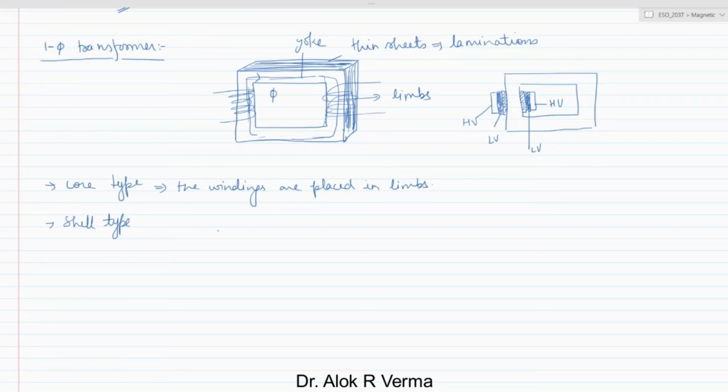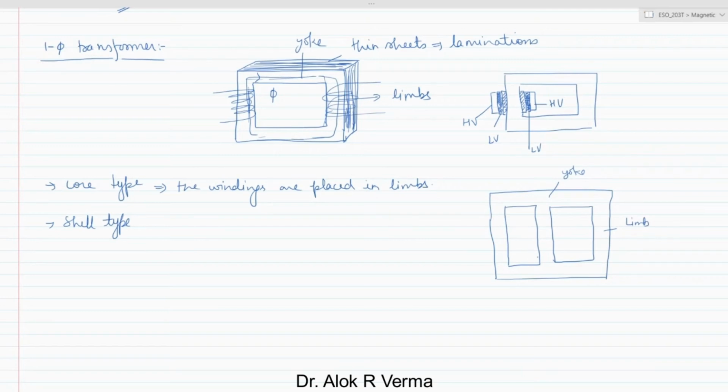In shell type transformers, both primary and secondary windings are wound on the central limb. So the construction is a little different. You have a section where you have a central limb, right? So you have a limb in the center. So this is the central limb, this is the left limb, this is the right limb, and this is the yoke. This is the nomenclature of the sections. So this is a limb.